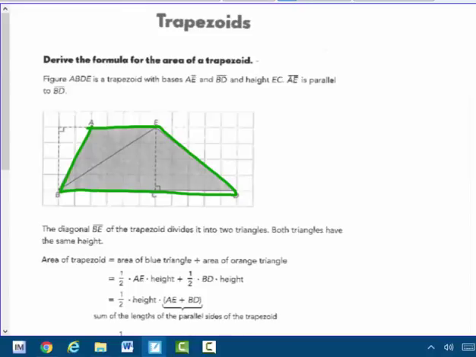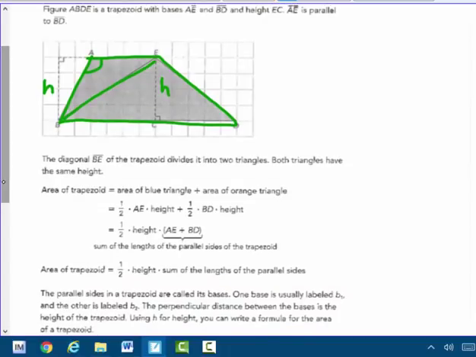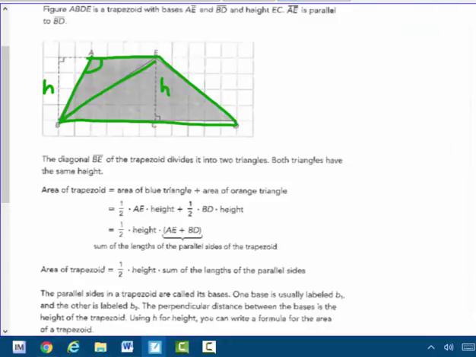The diagonal BE, which you can see drawn in here, divides that trapezoid into 2 triangles. Both triangles have the same height. So this height is the same as triangle ABE's. The height had to be drawn outside because this is an obtuse angle. The area of the trapezoid equals the area of the blue triangle. Let's get some colors here. Where's my blue pen? Here's my blue pen. This is the blue triangle, by the way.